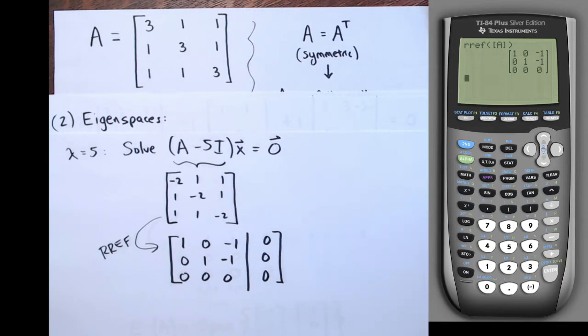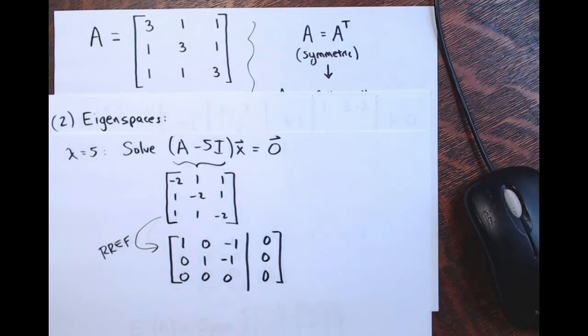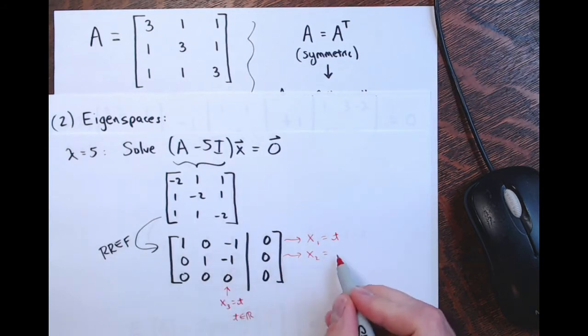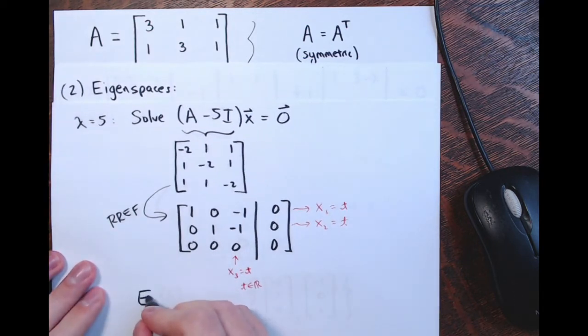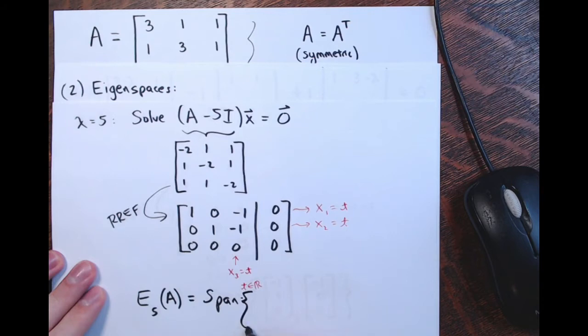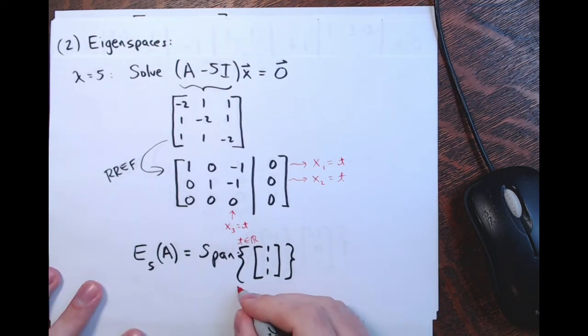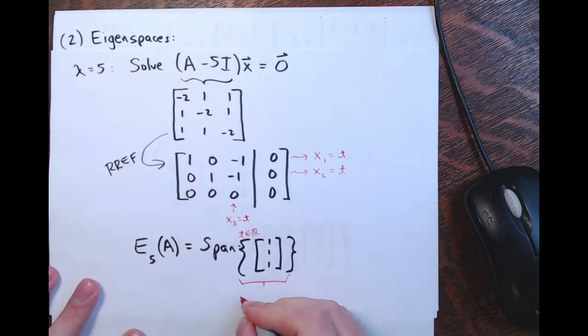Alright, so now take the calculator down. We got just the one free variable. I'll say x3 is t, for some real number t. T is any real number. Then from the first row, x1 would have to be t as well. From the second row, x2 would also have to be t. So I got t times 1, t times 1, t times 1. So the eigenspace of A corresponding to 5 is the span of the set with the vector 1, 1, 1. And a basis is just this set, the set with 1, 1, 1. This is a basis for this eigenspace.